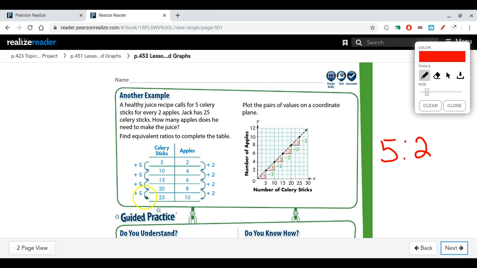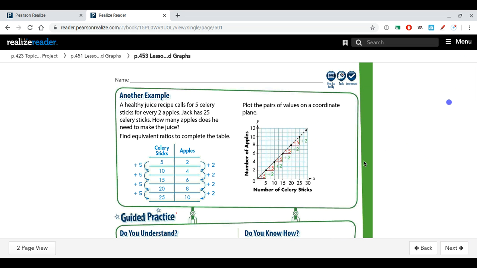And so you'll notice this right here is my original ratio. If he's got 10 celery sticks, he's got 4 apples, 15 celery sticks, 6 apples, 20 celery sticks, 8 apples, 25 celery sticks, 10 apples. And then we're going to graph it. And so I'm going to go through and graph all of my points. And then once all of my points are graphed, I'm going to draw my line with a ruler and extend it all the way through the graph. So then I can look and say, if he has 30 celery sticks, how many apples does he have? So I go over here to 30, I bring it on up, and he's got 12 apples.